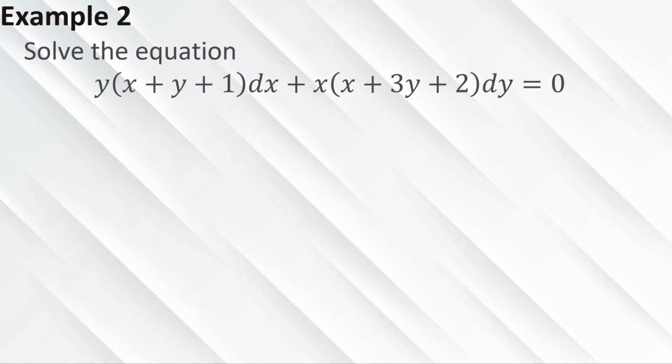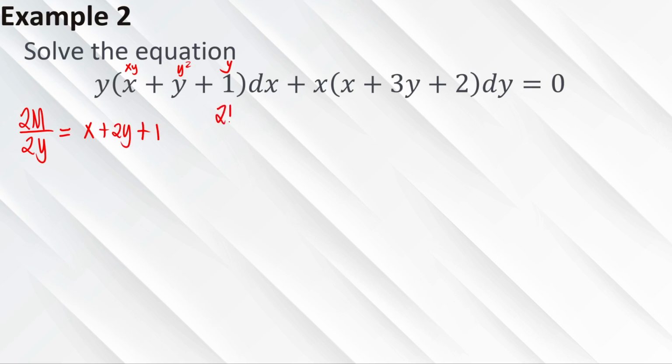So, additional example tayo. Number 2, we have the equation y times x plus y plus 1, dx plus x times x plus 3y plus 2, dy. So, kunin muna natin yung partial derivative. Partial derivative ni m with respect to y equals. So, kung hindi kayo sanay ng ganyang naka-product, pwede nyo namang i-distribute muna yung nasa labas. We have xy, y squared, tapos y. And then mag-derive kayo. So the derivative with respect to y is x plus 2y plus 1.